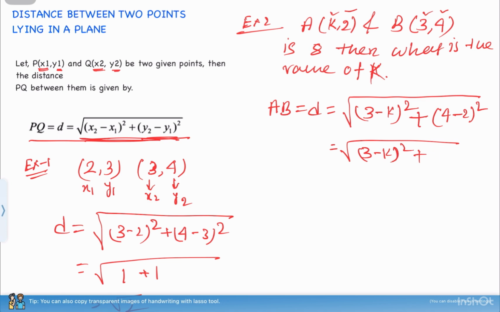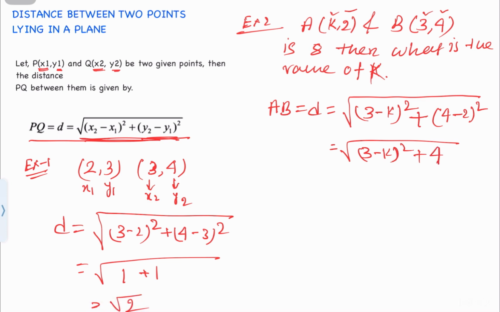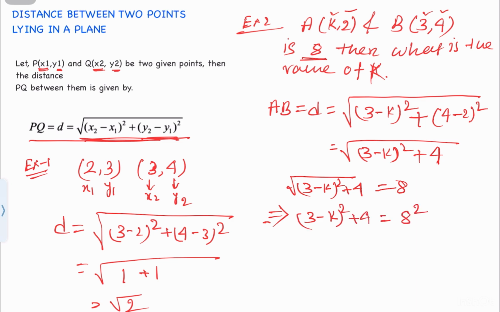2 square means 4. Given that this value is equal to 8, I have to write square root of 3 minus k square plus 4 equals 8. Clear? Then taking both sides as a square: 3 minus k square plus 4 equals 8 square. Then 3 minus k whole square equals 64 minus 4, which is 60.